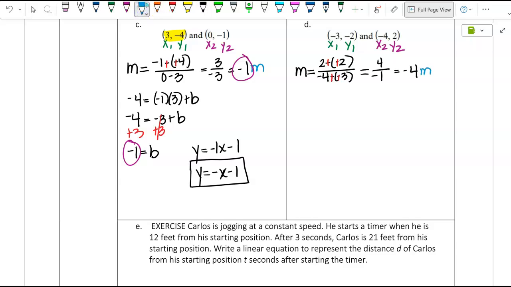Now I'm going to pause again while you use that -4 and the point (-3, -2) to determine what your y-intercept is. All right, Lila, what did we get for our y-intercept here?